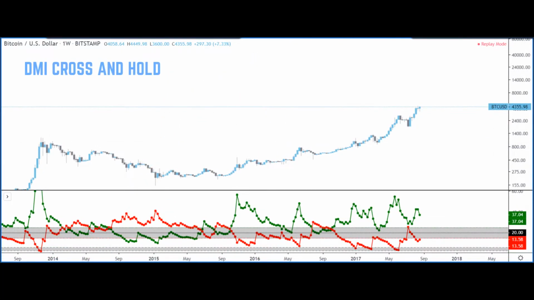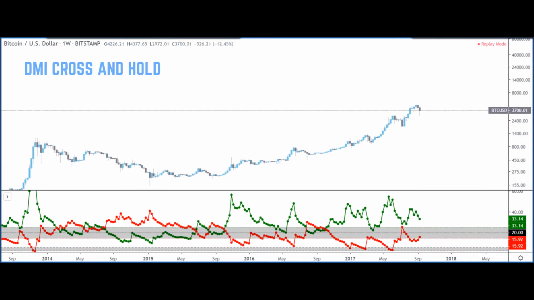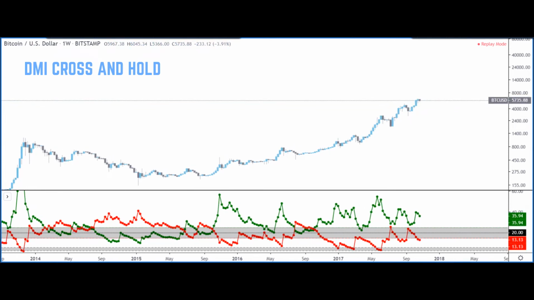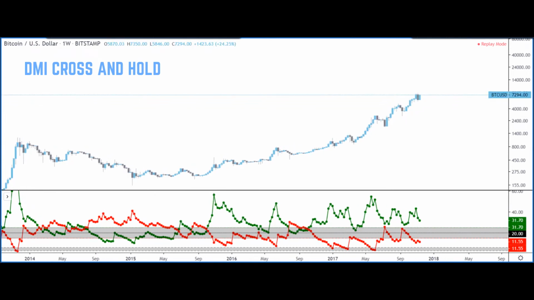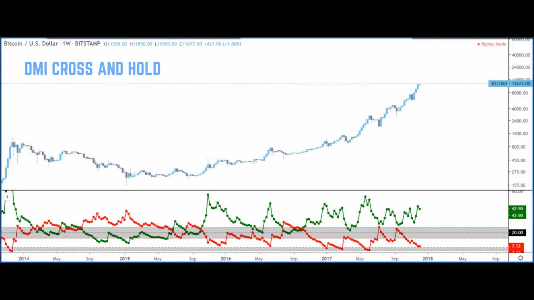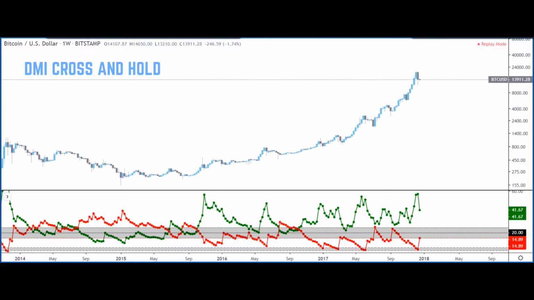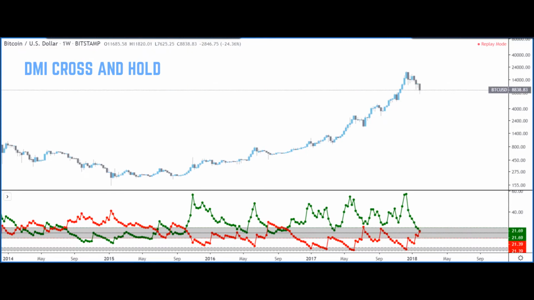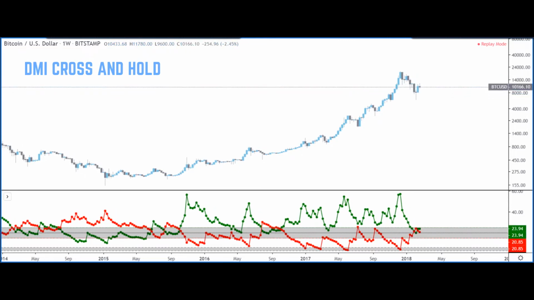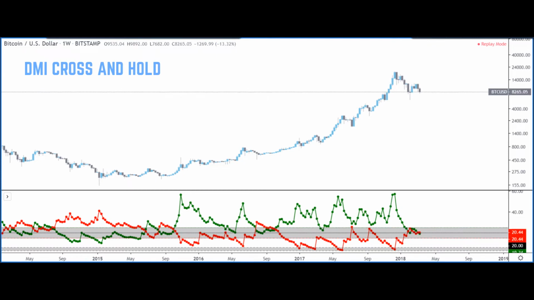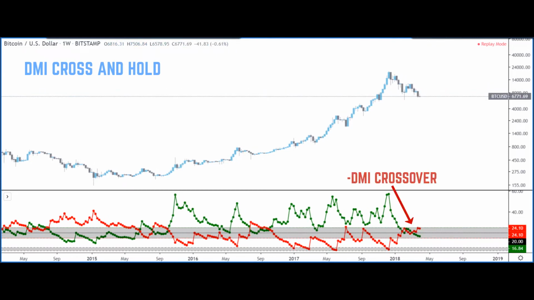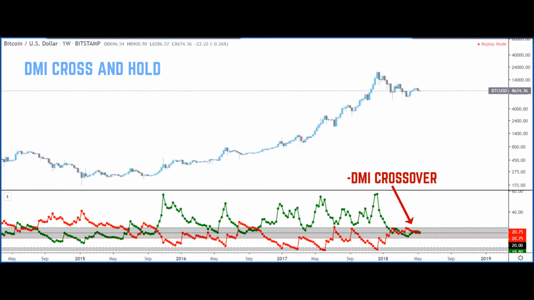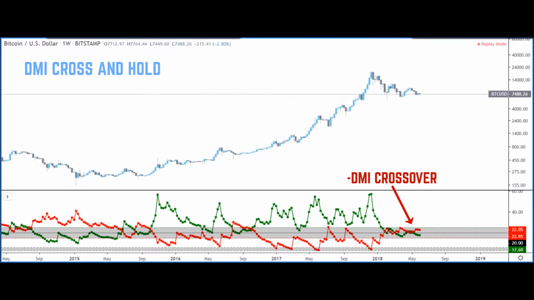A cross and hold is the second type of crossover used for removing noise from our DMI crossover strategies. The cross and hold is really a delayed crossover high. The DMI crosses up and fails to make a new high on the crossover swing, but it manages to hold above the opposite DMI. The DMI has the power to cross over and remain above the opposite DMI, but not enough power to make new highs.